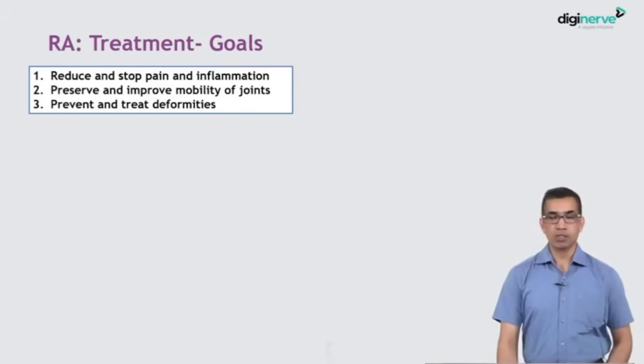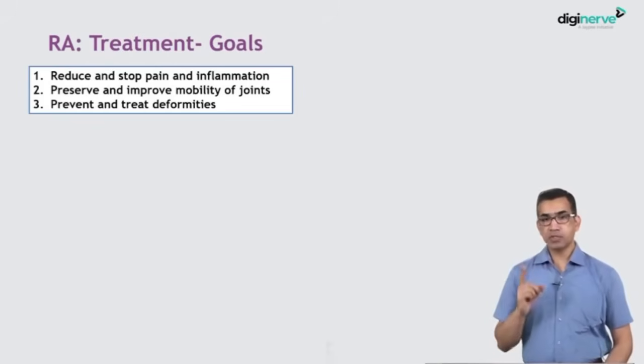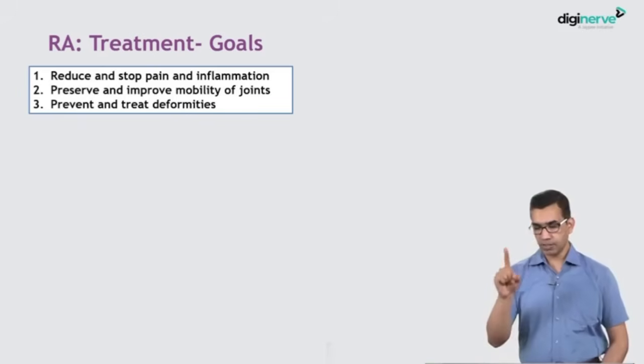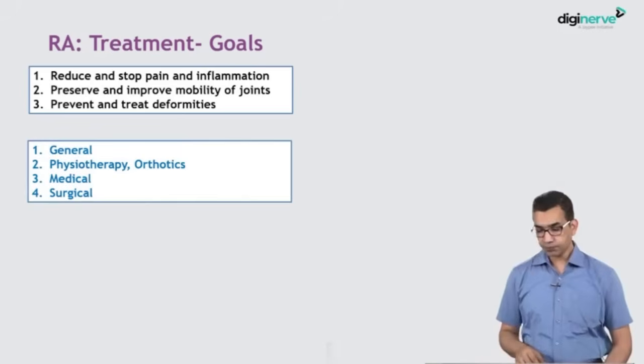So what are the goals? So we have investigated, confirmed. Now we have to treat. Reduce and stop pain and inflammation. If they have terrible pain, inflammation, reduce it and stop it. Preserve and improve the mobility of the joint, and lastly, prevent and treat the deformities.